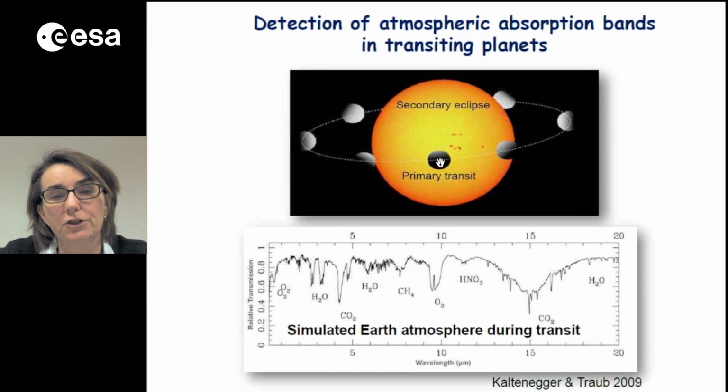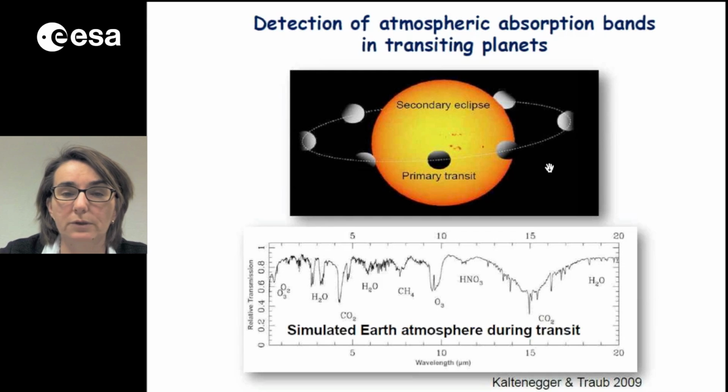The transit geometry is shown again here. So we have the star, the orbit of the planet. The planet transits in front of the star, the primary transit, and as it orbits around the star, it also disappears behind the star during its secondary eclipse. And that means we are able to separate the signal of the star and the signal of the planet. How do we do this?